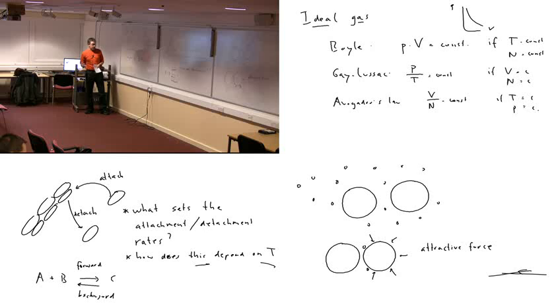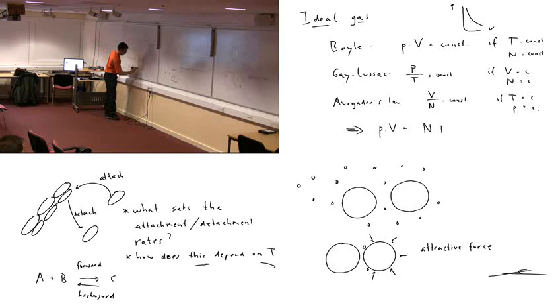And well, you've probably seen all this before. The upshot of this story is that if you combine this all together, the pressure times the volume is proportional to the number of particles times the temperature. And there's one proportionality constant, and that's Boltzmann's constant, k_B.